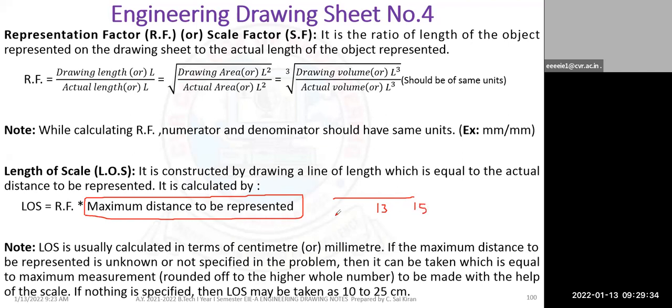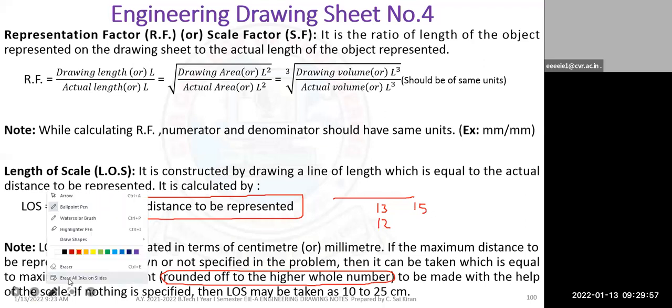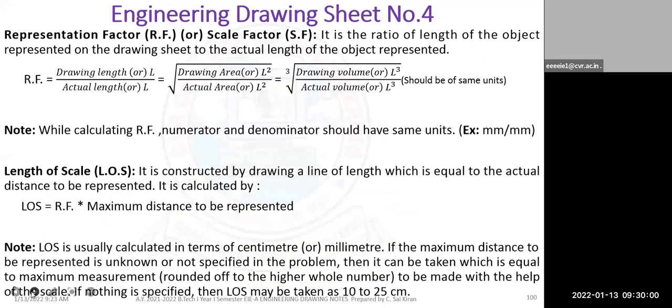In a few problems they don't give the maximum distance. Then you have to round it off to the higher whole number. Such as if they ask you to find out 12, then you can make it 15. If they ask you to find out 25, then you have to make it 30. Like that you have to round it off to the higher whole number. In a few problems they won't give the maximum distance to be measured. Then you can assume your own value, taking the rounded off value based on the distance to be measured.